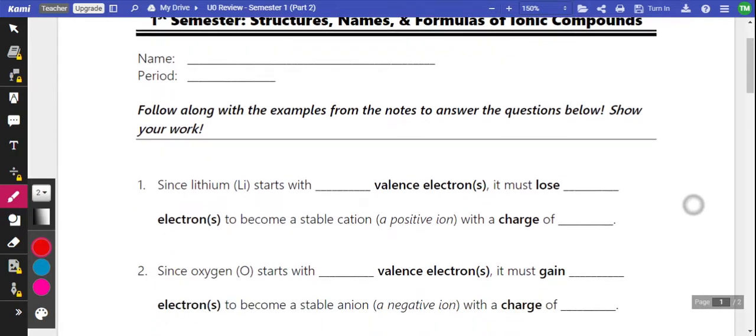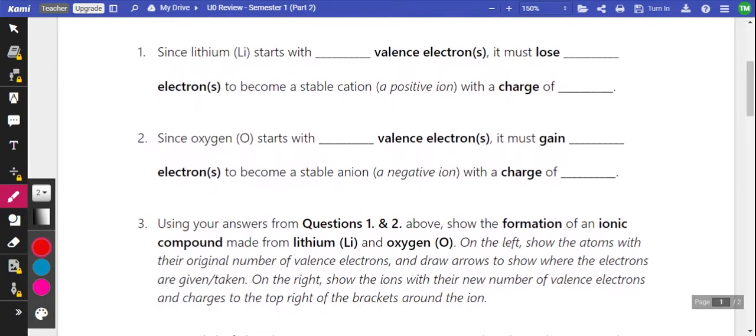Okay, we're going to start by looking at lithium and oxygen and how we can hopefully put them together into an ionic compound. So if you have a periodic table handy, that would be helpful because I'm not going to be switching back and forth to show where something is on the periodic table. So you might have to check it out on your own.